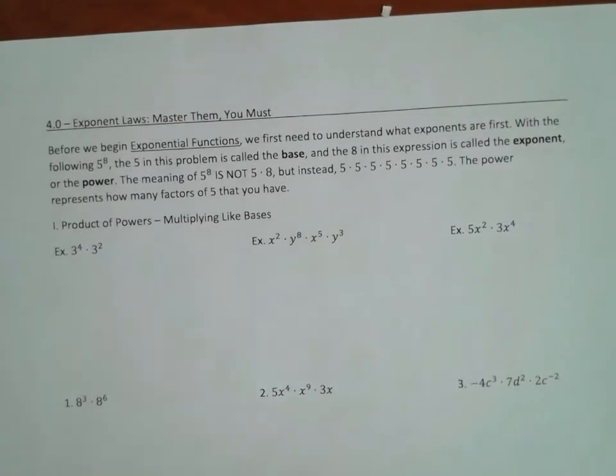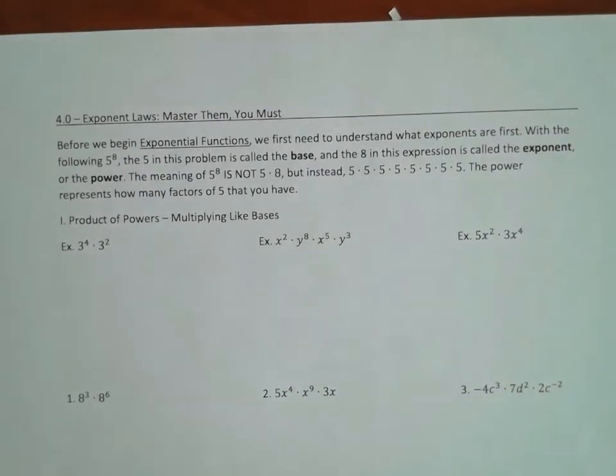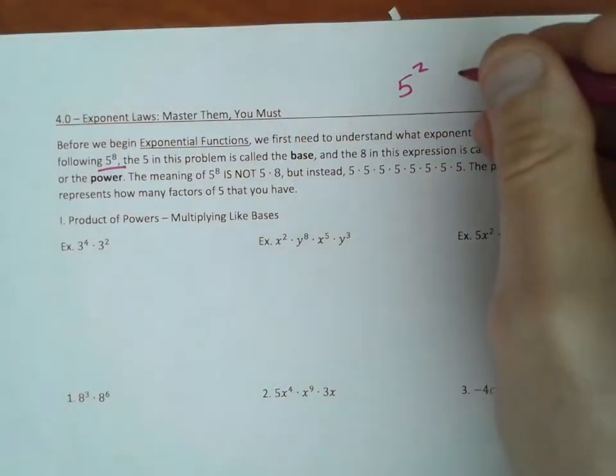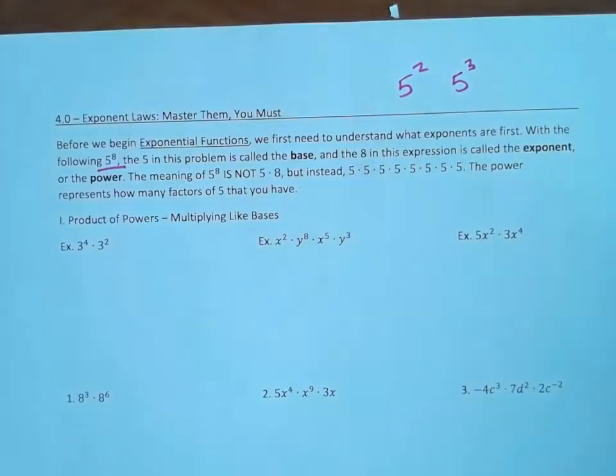So, the first law we're going to take a look at, well, actually, before we even take a look at laws, let's first understand something huge, okay? If I'm looking at this, it's called 5 to the 8th, or 5 to the 8th power. You guys have probably heard 5 squared, which is this. You guys have probably heard 5 cubed, which is something to the 3rd power. But there's no fancy word for anything higher than cubed. So we just say to the 4th power, to the 5th power, to the 6th power. In this case, we're saying to the 8th power.